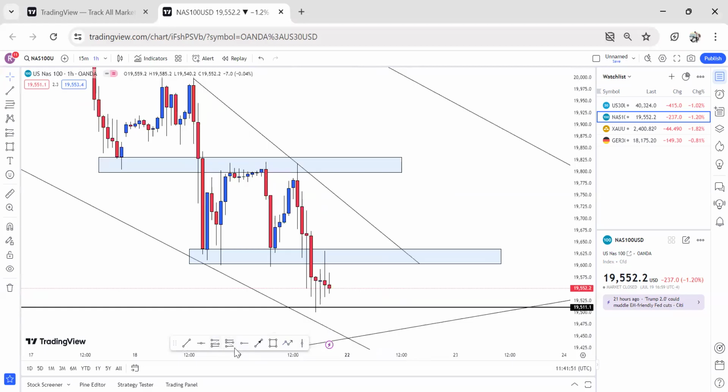Where can I see that this market will start buying? I can just see here where the sellers are starting to die out. Look how they were strong here. Now it's like they're starting to die.